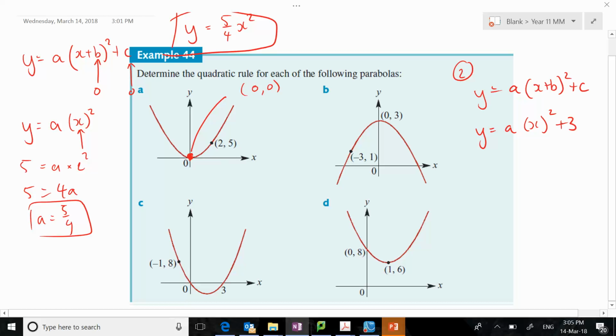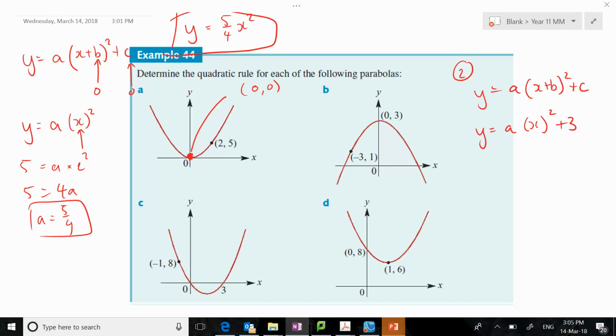I still don't know what a is. How do I find a? Same drill. Substitute the point in. Not the turning point, you already used the turning point. So there's the point that's got -3, 1. When x is -3, y is 1. That's all you have to do. Sub -3 in, sub 1 in to find a. See, that's exactly what the first half was about. The only thing that was difficult was choosing the form. Once you choose the right form, it's easy to solve.